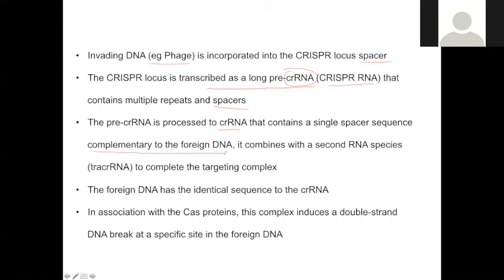It combines with a second RNA species called tracrRNA, and this completes a targeting complex. In association then with the Cas proteins, this complex consisting of the crRNA, or CRISPR RNA, and the tracrRNA combines to break and degrade foreign DNA.